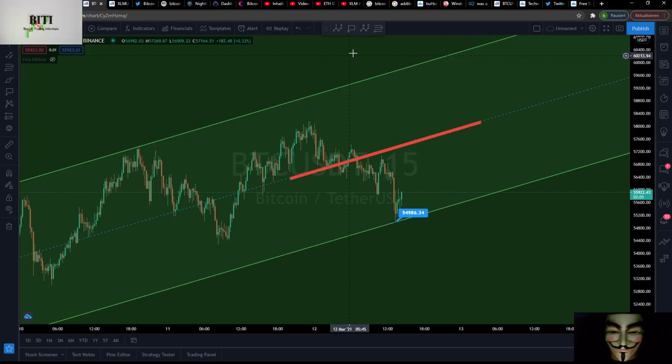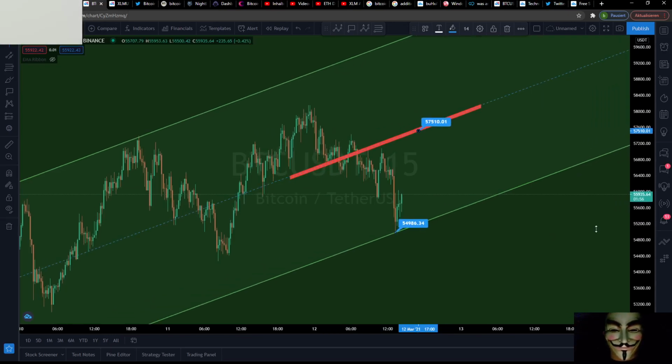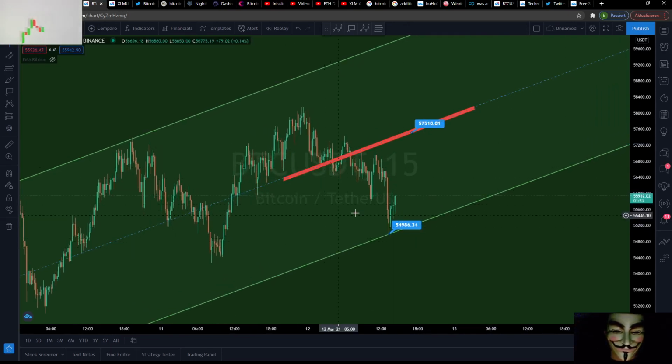So if you are trading the short term, you may see here your next target about 57,500. And guys, that's a very nice profit. If you're making short trades, you can buy here to the downside and sell here on the middle line.